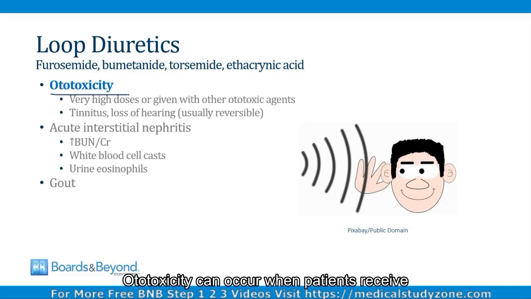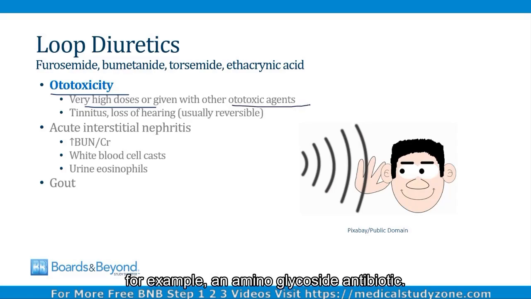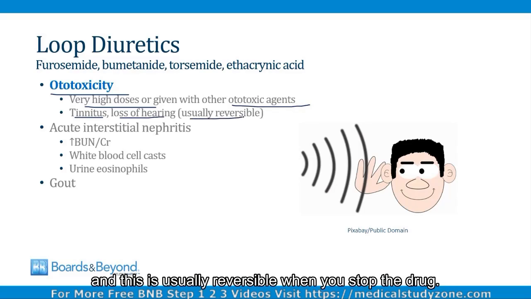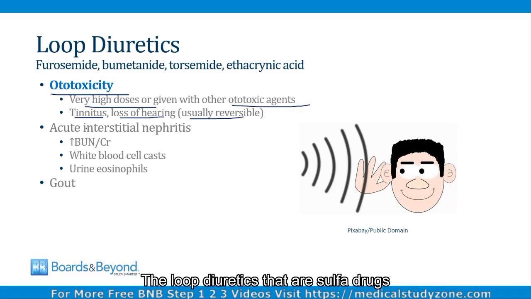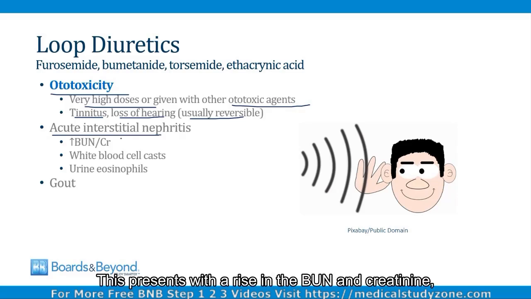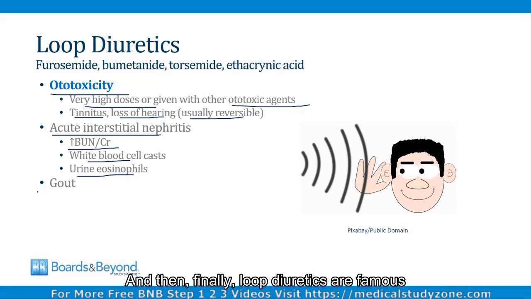Ototoxicity can occur when patients receive very, very high dosages of loop diuretics, or if they receive a loop diuretic together with another drug that is ototoxic, for example, an aminoglycoside antibiotic. These patients will develop tinnitus and loss of hearing, and this is usually reversible when you stop the drug. The loop diuretics that are sulfa drugs can cause acute interstitial nephritis, which I talk about in the video on tubulointerstitial disorders. This presents with a rise in the BUN and creatinine, white blood cell casts in the urine, and urine eosinophils.